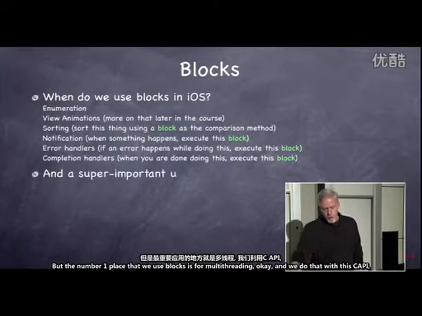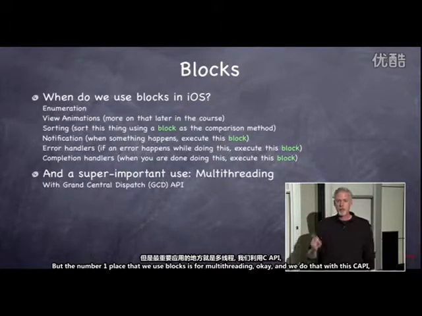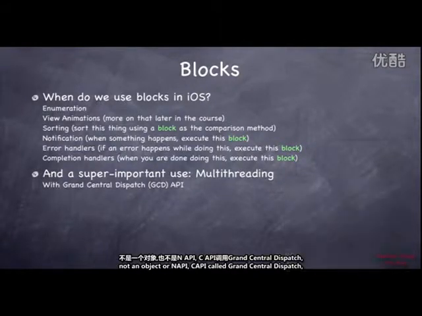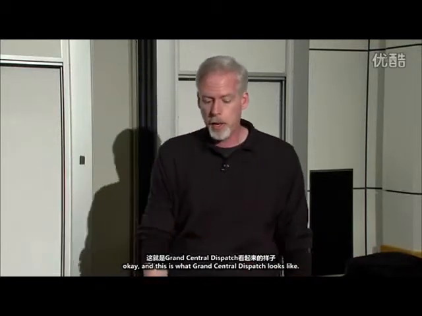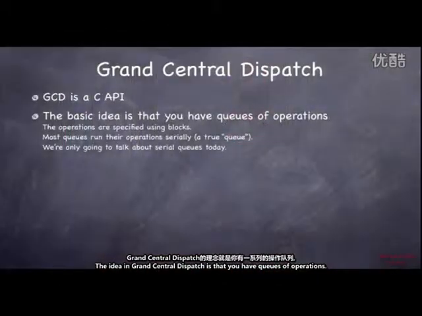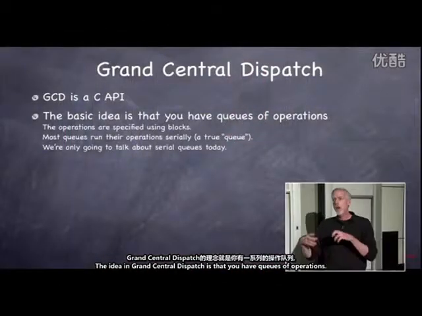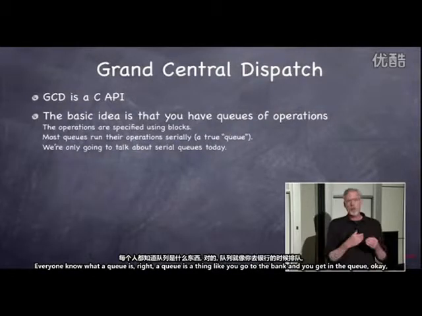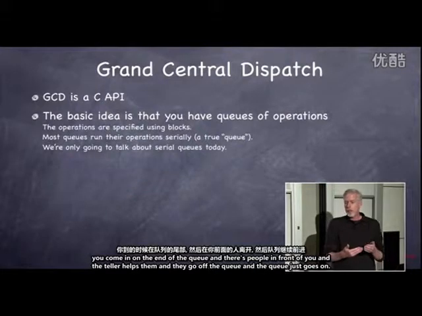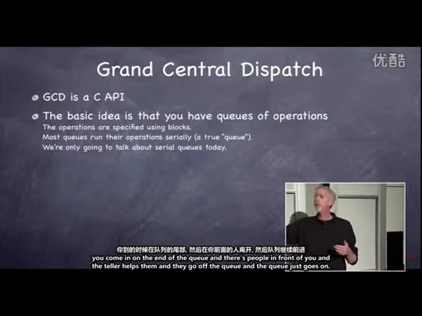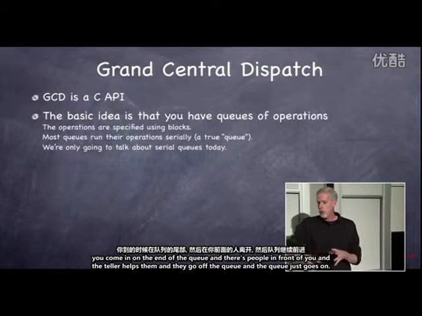Okay? But the number one place that we use blocks is for multi-threading. And we do that with this C API, not an object-oriented API, a C API called Grand Central Dispatch. And this is what Grand Central Dispatch looks like. The idea in Grand Central Dispatch is that you have queues of operations. Everyone know what a queue is, right? A queue is a thing like you go to the bank and you get in the queue. You come in on the end of the queue and there's people in front of you and the teller helps them and they go off the queue and the queue just goes on. Same thing here.